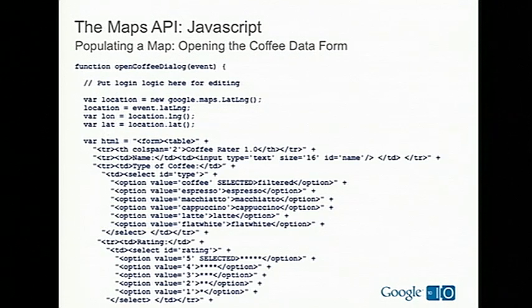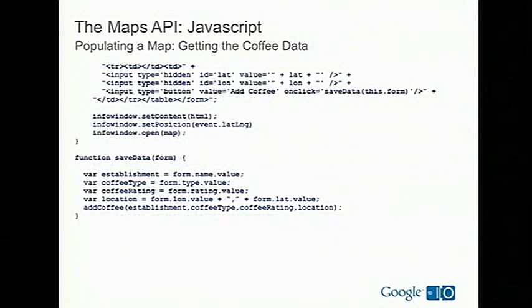So that click event is what's called an event handler. So I click that event, and what I want to do is open that coffee dialog box, which you saw. So the first thing that I'm going to do is populate the location where I clicked. So I get that from the event. And I'm going to create this little HTML form. You see this actually is a form with a table, types of coffee, and the ratings. Don't really need to go into the specifics.